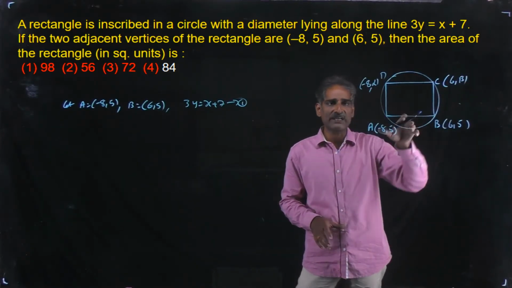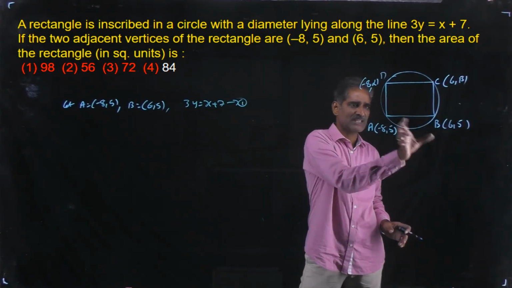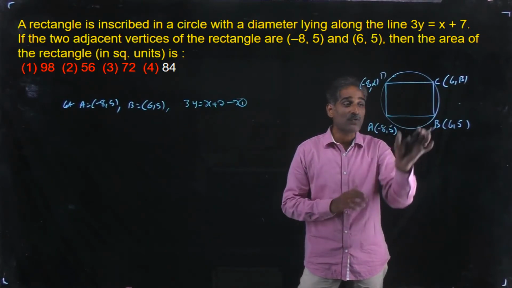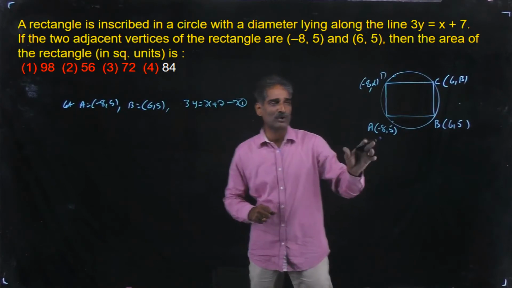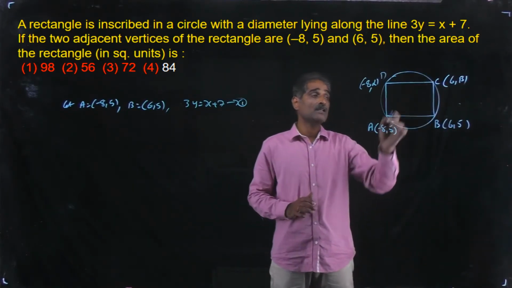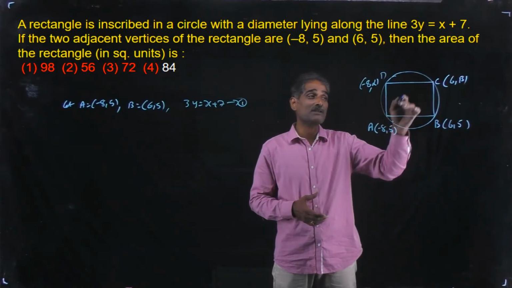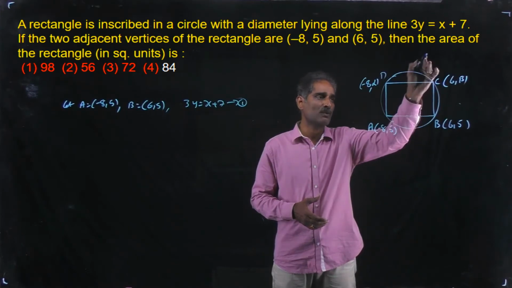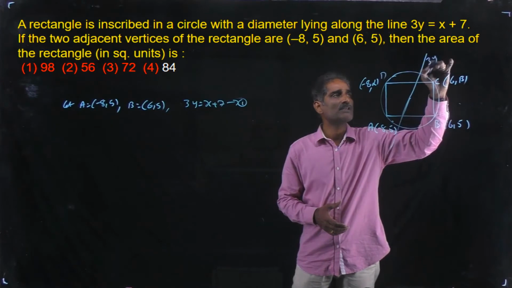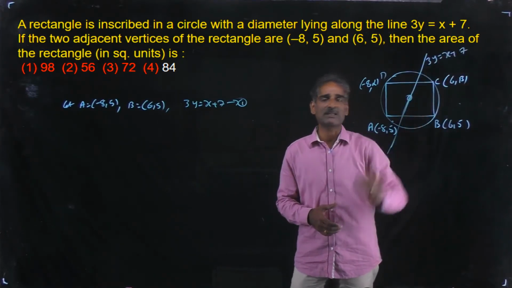How to find out the area? You know the length of AB. What is the length of AB? From this point to this point, the length is 6 plus 8, which is 14. The length of AB is equal to 14. And we have to find out this length. At the same time, we are given that the diameter lies on the line 3y is equal to x plus 7, that is, 3y equal to x plus 7, passing through the center of the circle. This is the line passing through the center.